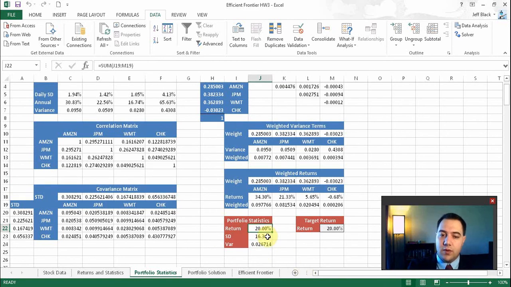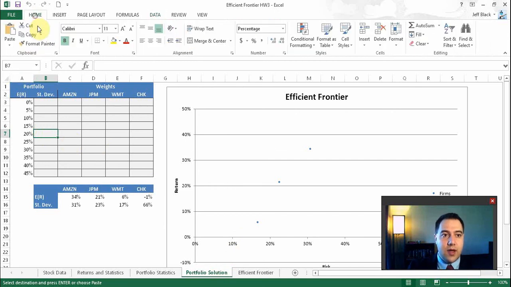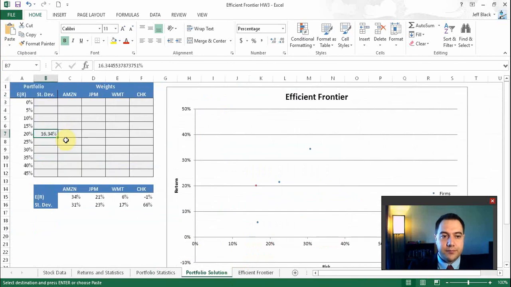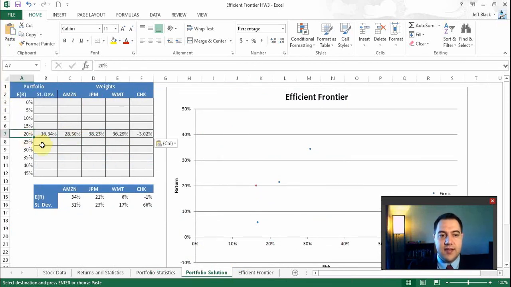You'll see that this gives us a standard deviation of 16% for a return of 20%. What I'm going to do is copy this standard deviation cell and put it in the standard deviation column of my portfolio solution here. Now I'm going to want to paste the value. Same thing with the weights. I'm going to take these weights, copy them, and paste values. So this basically tells us for a 20% expected return, we need to invest 28.5% in Amazon, 38% in Chase, etc. And that's going to give us a 16% standard deviation. You can see that red dot is plotted now on our efficient frontier.